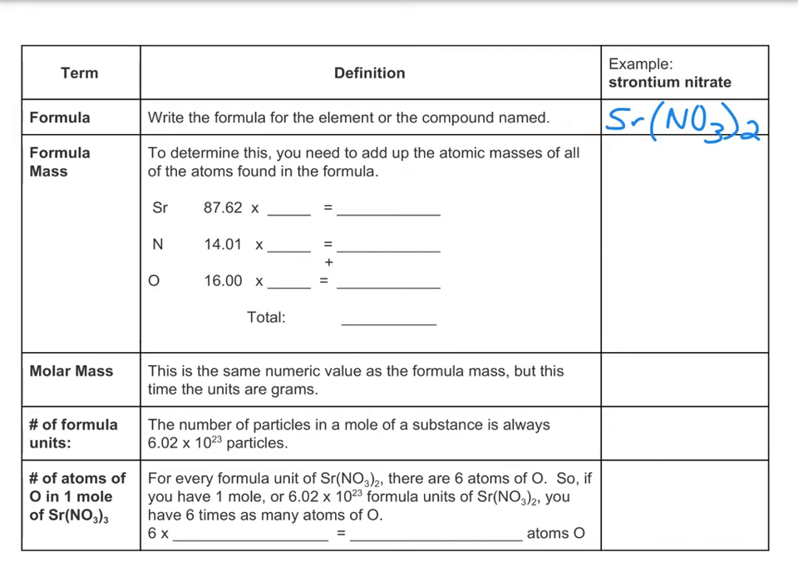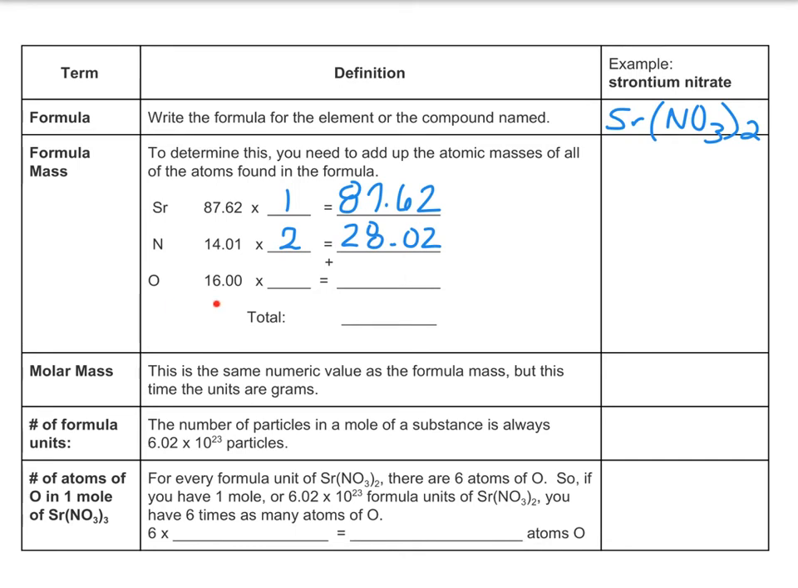The next thing I'm going to do is take the mass of strontium and multiply it by 1 since there's only one strontium atom in that formula. That gives me 87.62. Next, I'm going to take the mass of nitrogen, which is 14.01, and multiply that by 2 because I've got 2 nitrogen atoms in the formula. So I'll make that a 2. 2 times 14.01 is 28.02.